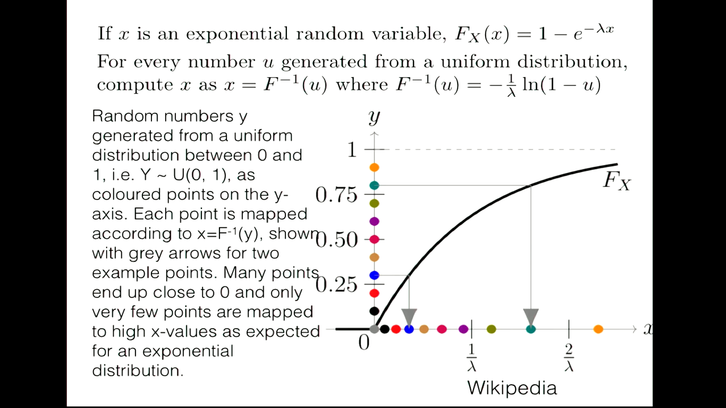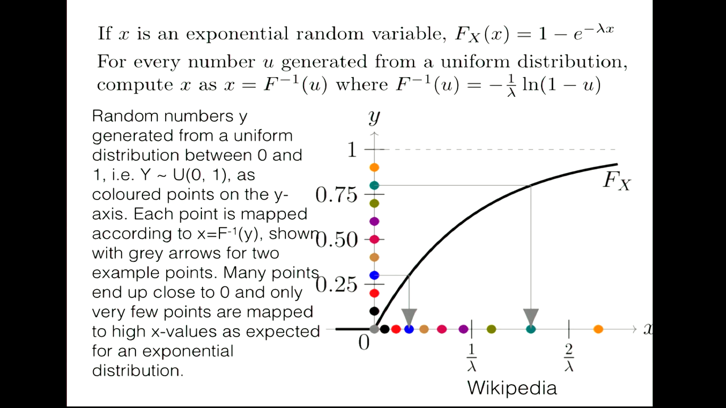So here I have plotted f of x. Over here, now I'm just interchanging the x and the y axis. These are values between 0 and 1 for y. So if you generate a random number y from a uniform distribution between 0 and 1, that is uniformly distributed across this interval, you can map each point according to x equal to f inverse of y. So for this point here, that maps here. For this point here, that maps here. These are shown with gray arrows for two example points.